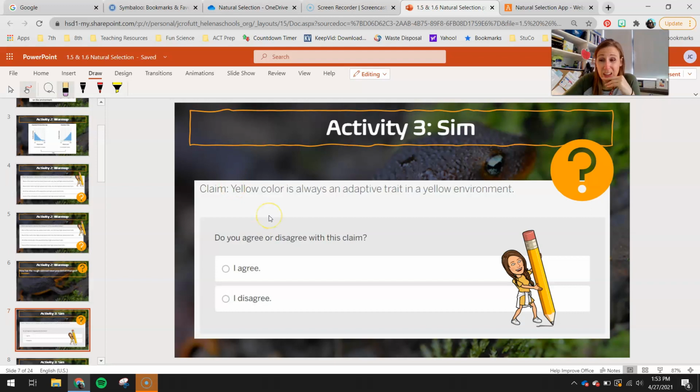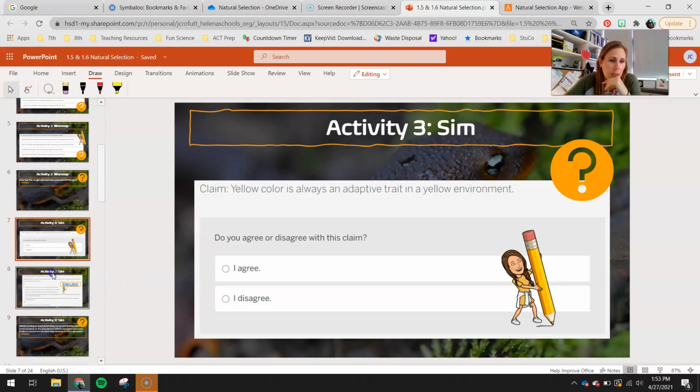We can say, all right, with the australopes, which are the little creatures in our sim, if they have a yellow body color, they're always going to have that as an adaptive trait in a yellow environment. So that yellow body color is an adaptive trait in a yellow environment always. Okay, so you're going to either circle agree or disagree. Do you agree with this claim or do you disagree with it? And then, of course, we are going to go ahead and test that out in the simulation.